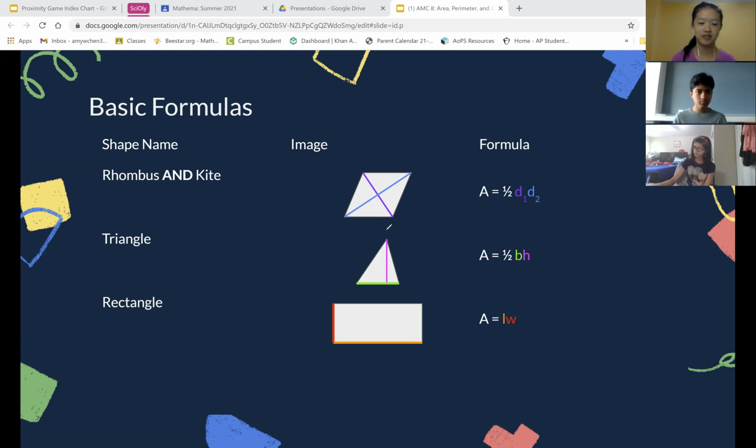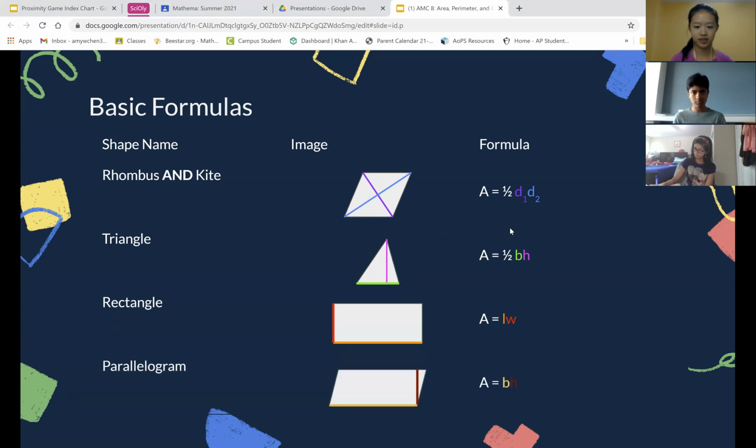Sometimes they'll give you the length of the diagonal, sometimes they won't, and in that case, we'll teach you some methods to find them. We'll teach you how to figure stuff like that out. Okay. And for a parallelogram, area equals base times height.